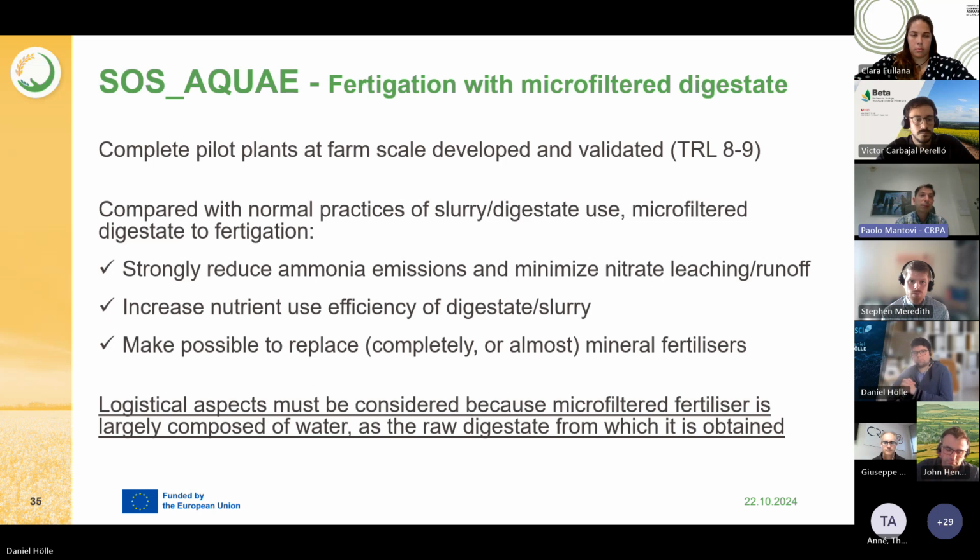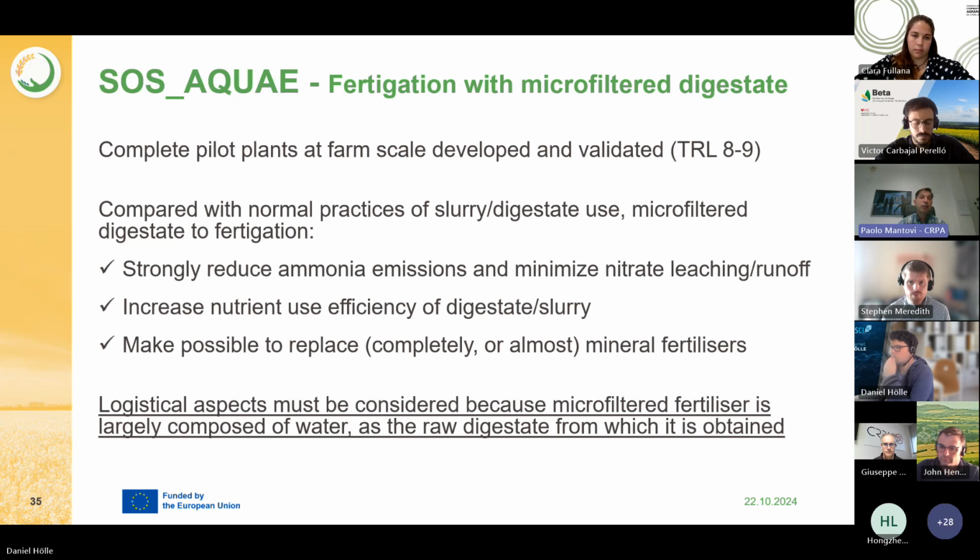Conclusion, complete pilot plans were developed and validated at farm scale, and compared with the normal practices of slurry digestate use, the microfiltered digestate to fertigation can strongly reduce ammonia emission and minimize nitrate leaching and runoff, increase nutrient use efficiency of the digestate slurry because we use the nutrients when the crops are growing, and make it possible to replace completely or almost the mineral fertilizers.